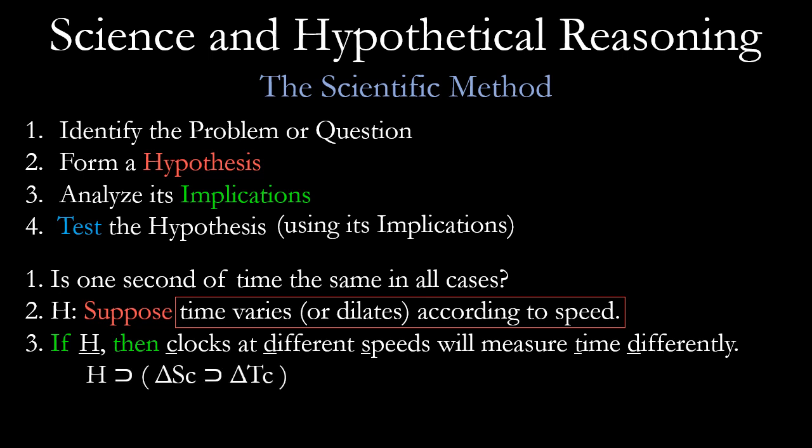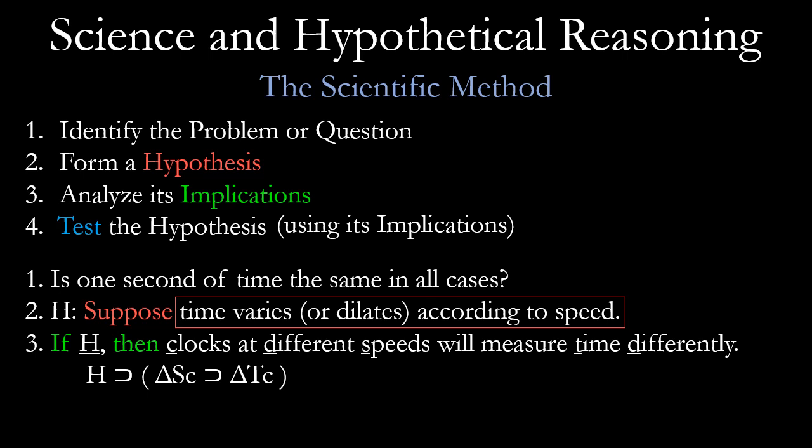Okay, now to put that in a more formal manner, this is something we used, this symbolism, in previous videos. This is basically saying if H, then a change in the speed of a clock will imply a change in the way that clock measures time, right? So H implies that a change in SC implies a change in TC, is one way of thinking about it.